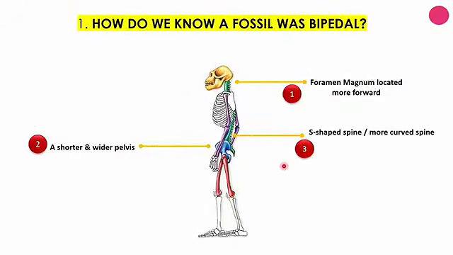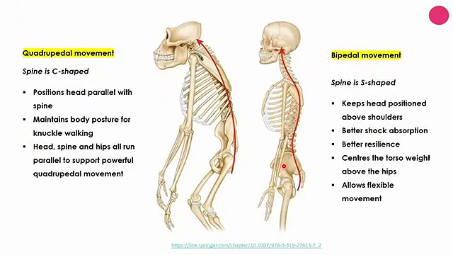A third thing that you would look at is the shape of the spine itself. If the spine is more S-shaped, it's more likely to be a bipedal organism, meaning you have these 2 curvatures here, typical of a human spine, whereas with quadrupedal movement, we prefer to see the C-shaped spine, again allowing the position of the head to be a little bit more parallel to the spine, maintaining the body posture for knuckle walking. So the head, the spine, and the hips are all kind of running down one line, supporting the body weight in that knuckle walking stance.